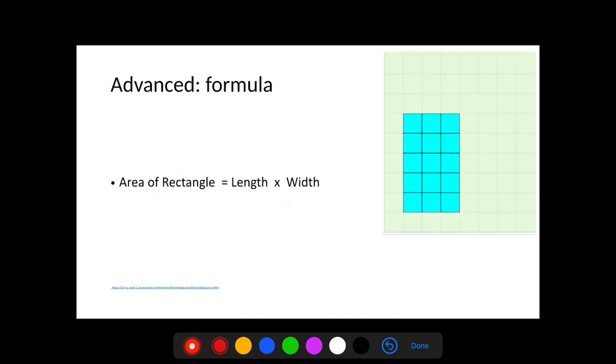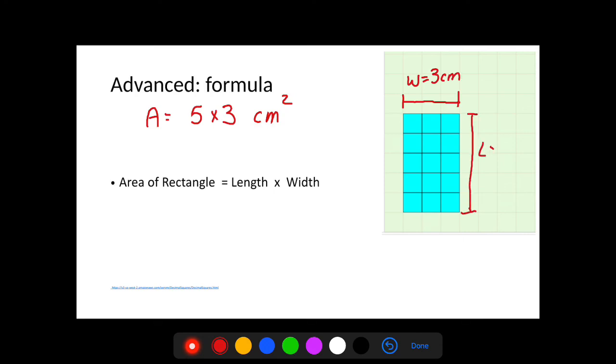Now that we know we can relate our area to multiplication, let's get a little bit more sophisticated. So we're back to our basic square here, where we have a 5 by 3 array of square centimeters. Let's relate this to 1D measurements. I'm going to call this my width, and as a one-dimensional measurement, it's 3 centimeters. I'll call this my length, and as a one-dimensional measurement, it's 5 centimeters.